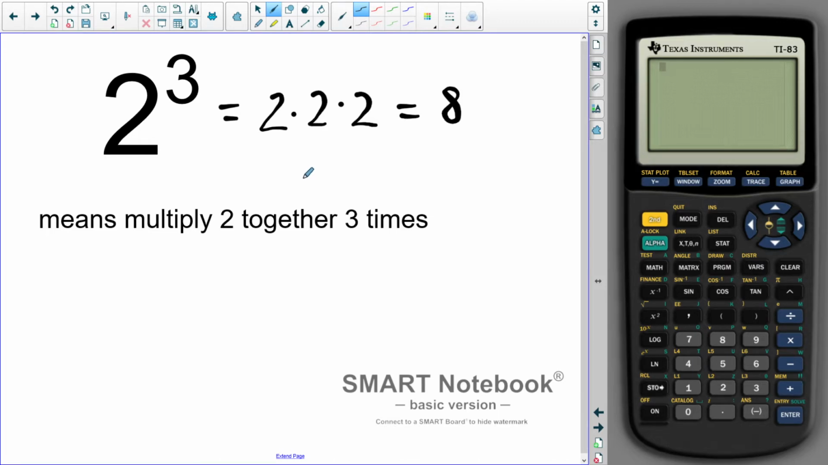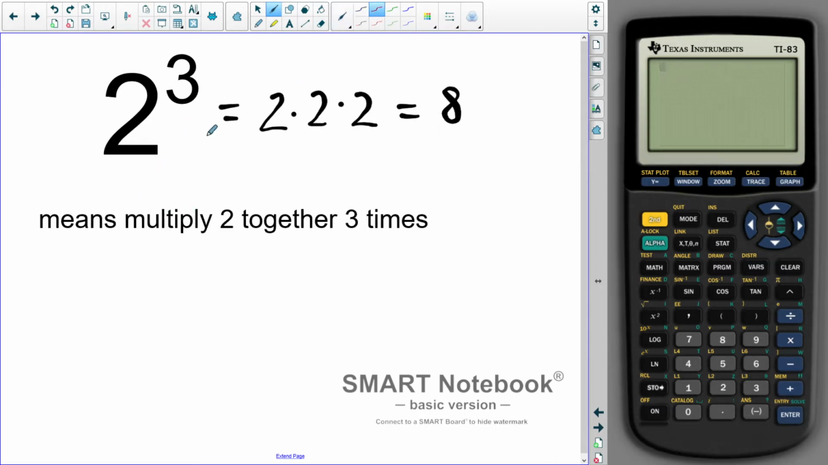The reason that we write it this way is that it's just a shortcut. If I had something like 2 multiplied together 10 times, that would be really cumbersome to write out, 2 times 2 times 2, 10 times. So we have this notation, and we use the exponent to do that. So 2 to the third is equal to 8.